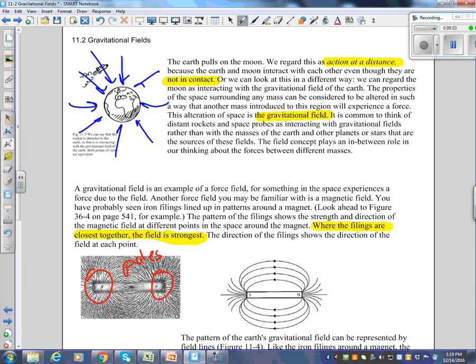Okay, question for you. Does the Earth have a gravitational field? Is there such a thing as a gravitational pole? North and south gravitational? Why do you say yes, Adam? Because the gravity comes from a certain spot.